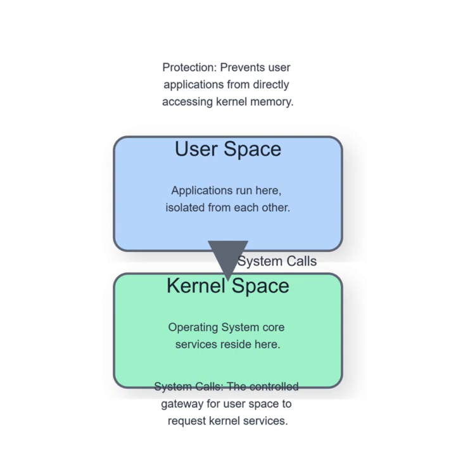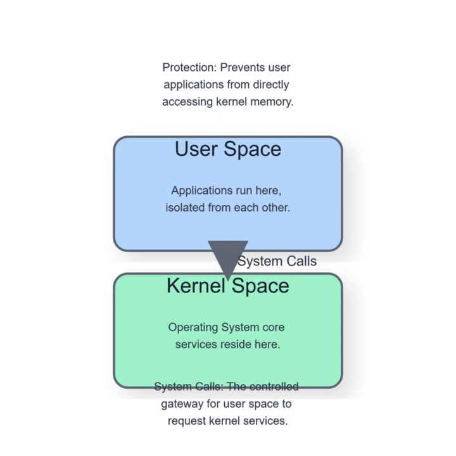On the other hand, kernel space is like the building's control room. It's where the operating system's core services reside, managing hardware, scheduling processes, handling memory, and ensuring overall system integrity. This space is highly privileged and protected. The beauty of this design is protection. It prevents a misbehaving user application from crashing the entire system or accessing sensitive kernel data.